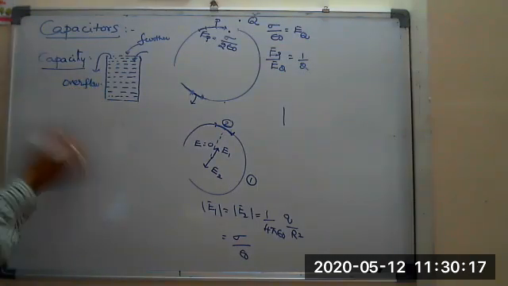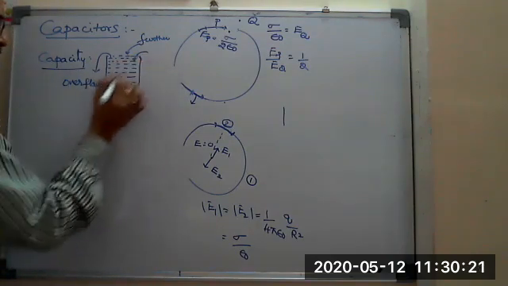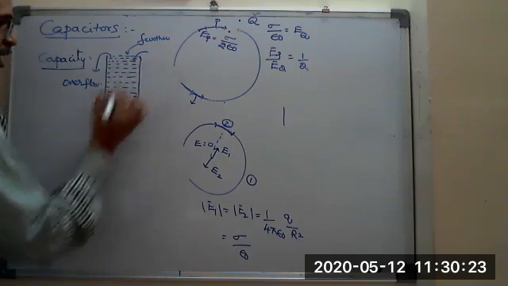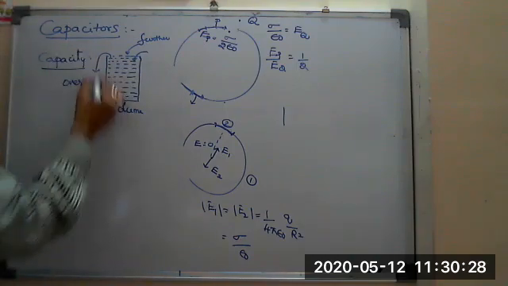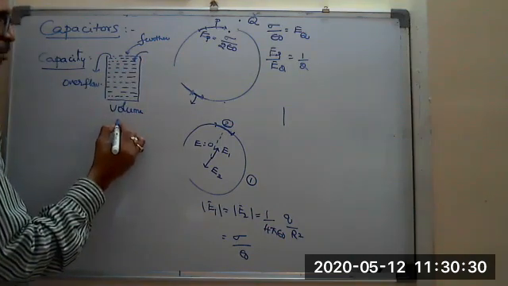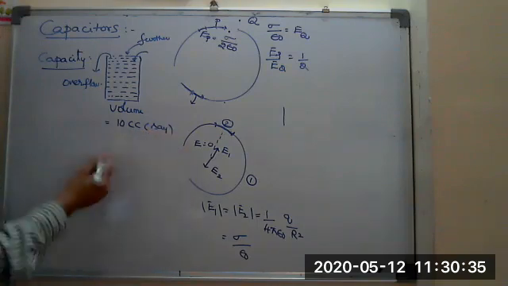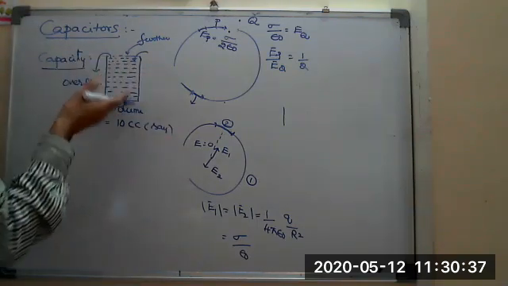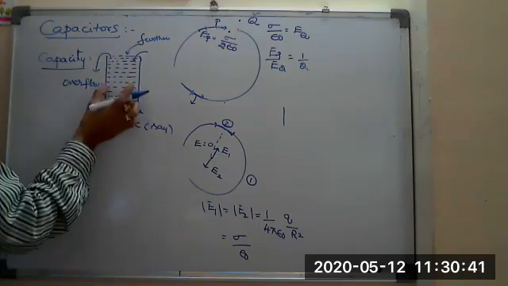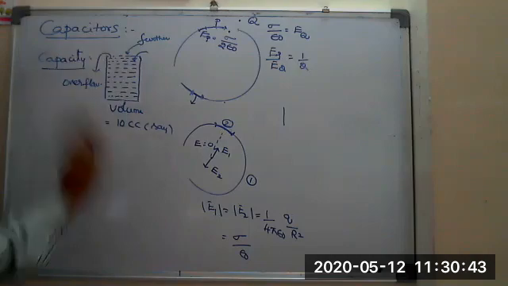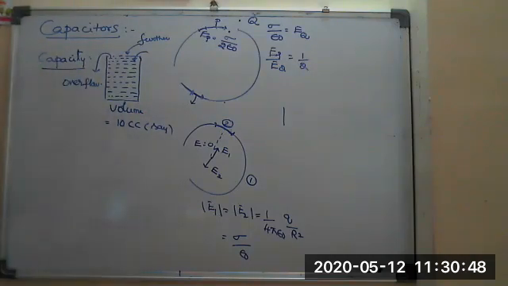Okay, capacity here is measured with its dimensions, like volume. If you measure the volume of a glass as, say, 10 cc, then I can say you can fill chai or coffee or water in that glass, only 10 cc. Further, if you pour, it will overflow. This is the measure of capacity.